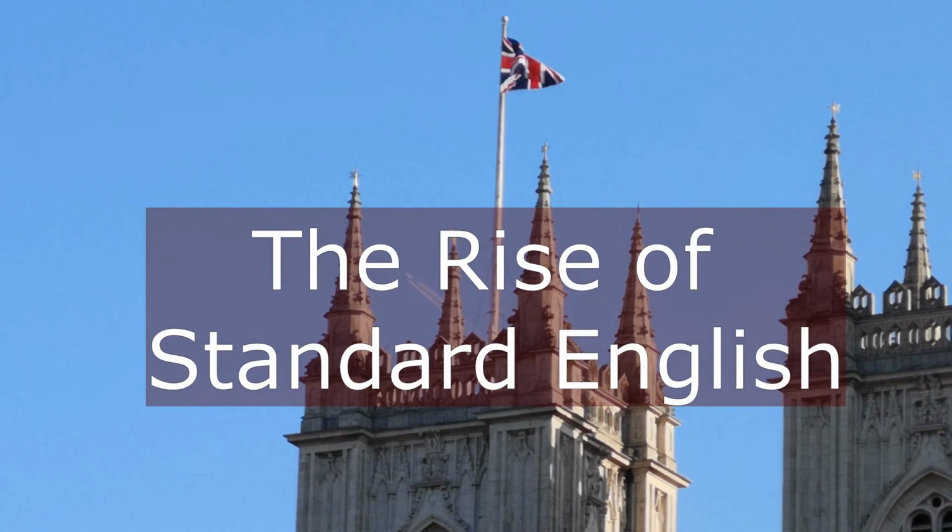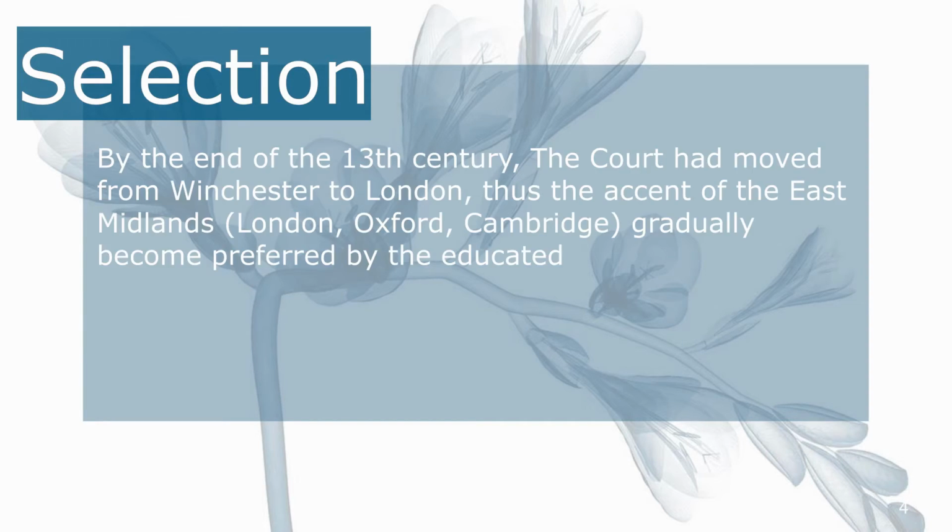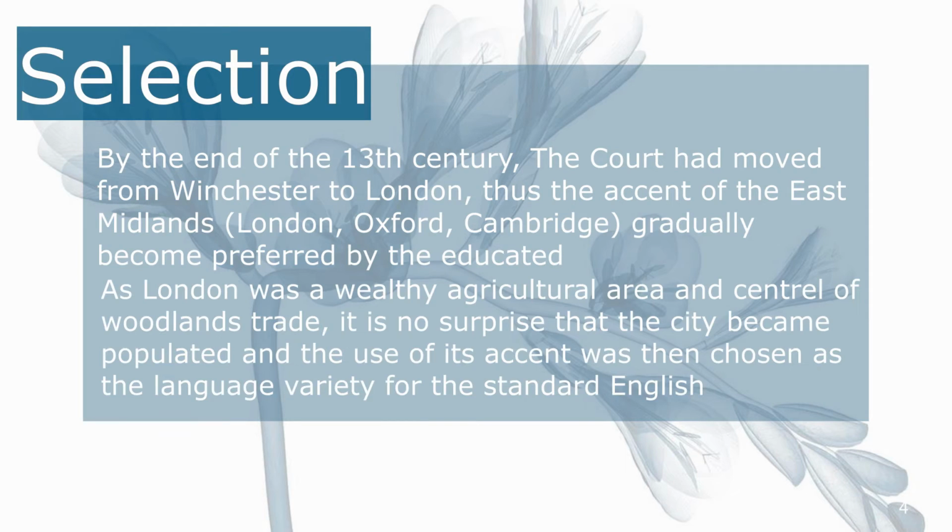The rise of Standard English. The language planning process for the standardization of English starts with selection. By the end of the 13th century, the court had moved from Winchester to London, thus the accent of the East Midlands Triangle, which consists of London, Oxford, and Cambridge, gradually became preferred by the educated. As London was a wealthy agricultural area and centre of woodlands trade, it is no surprise that the city became populated and the use of its accent was then chosen as the language variety for the standard English.